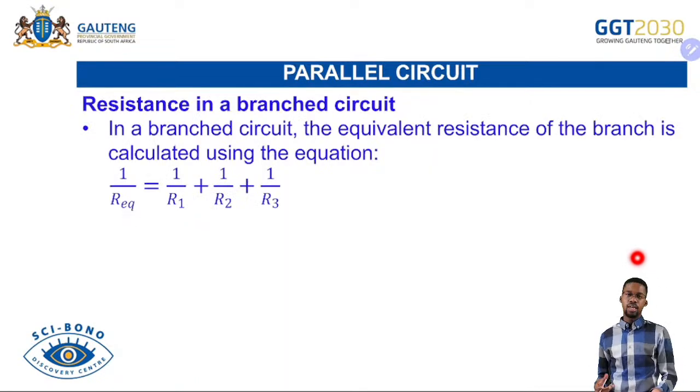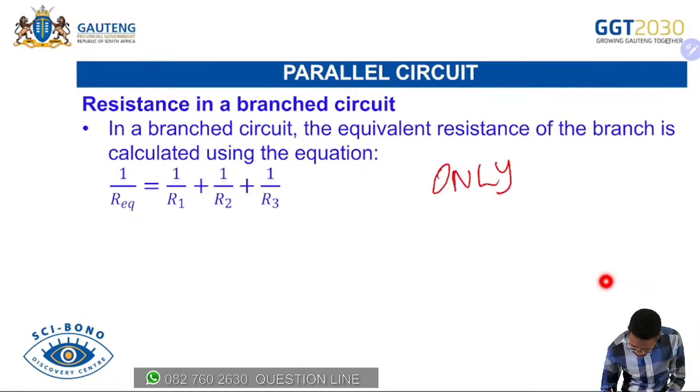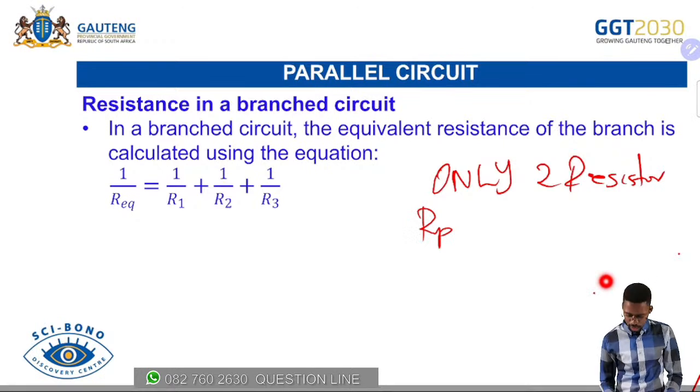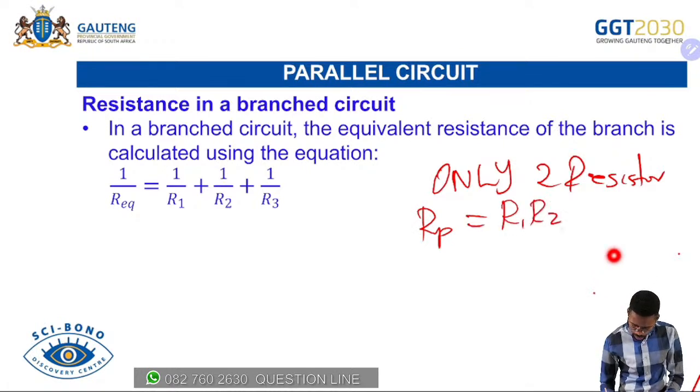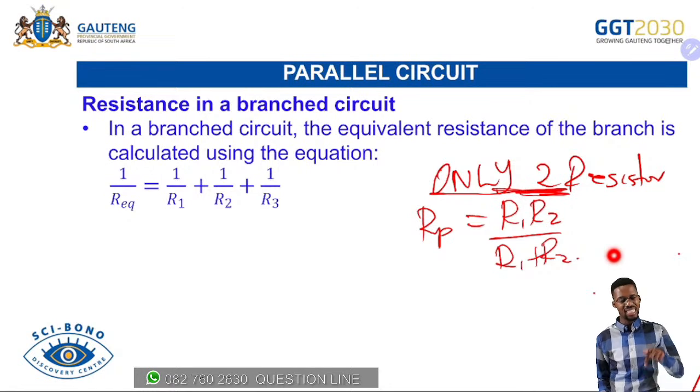Let's move on. This is how we solve resistors in parallel. 1 over resistors in parallel is equal to 1 over resistor 1 plus 1 over resistor 2 and so on. And then at the end you must flip your answer. But if you only have 2 resistors connected in parallel, then this formula is also applicable: resistors in parallel is equal to the product of resistors divided by the sum of resistors connected in parallel. But this formula is only applicable if you only have 2 resistors connected in parallel.